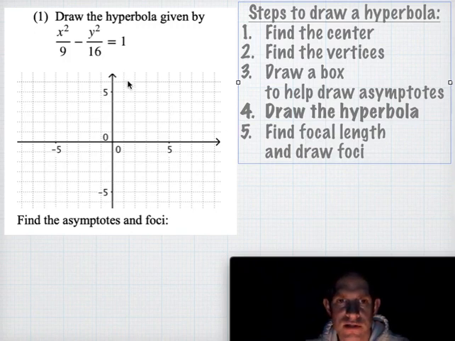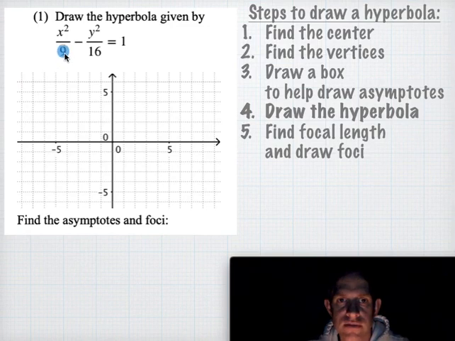So let's do that. For this, the center is simply 0, 0. And so the next thing I would look at is underneath x squared. This is a 9. And so that's the vertex length squared. If we take its square root, that would be 3. And so this particular hyperbola has vertices on the x-axis at 3 and at -3.